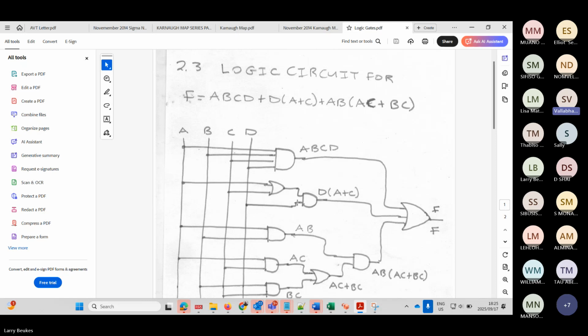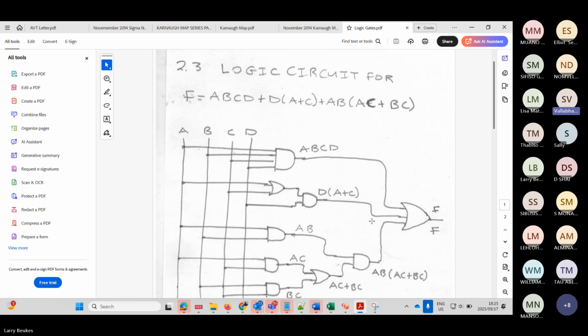And the whole output should be connected to the OR gate because again it says plus next to it. So it should be connected to the OR gate. You already have the OR gate here. You should just connect the output of that to the OR gate.